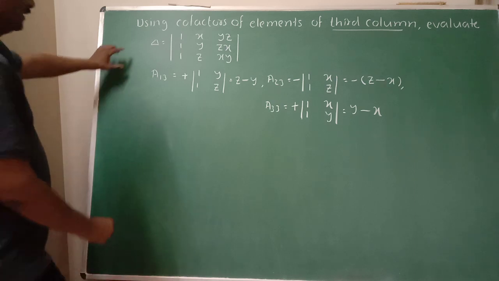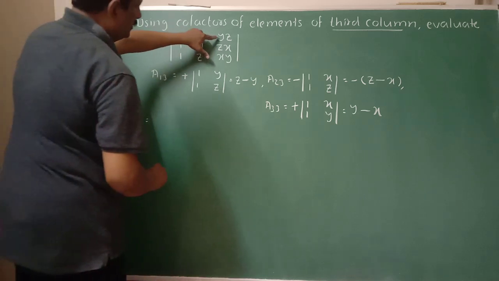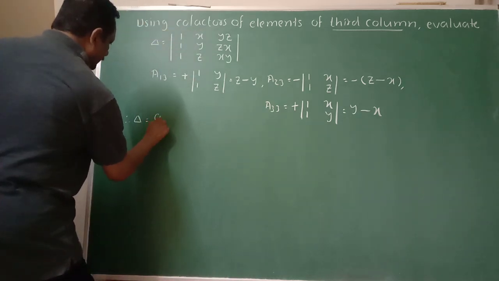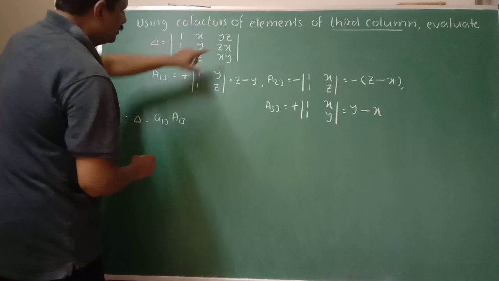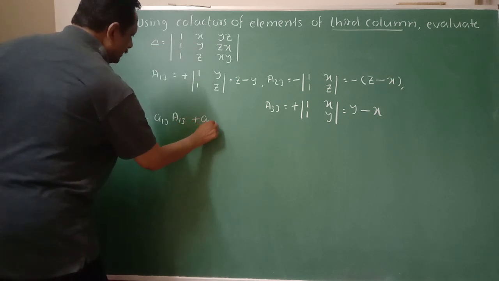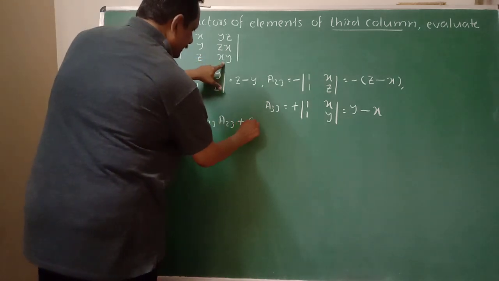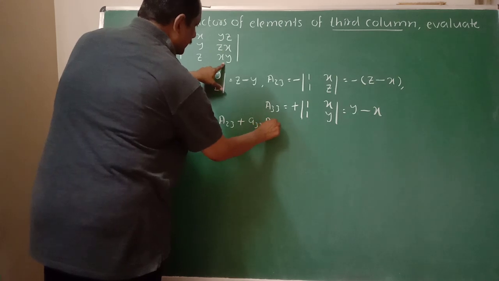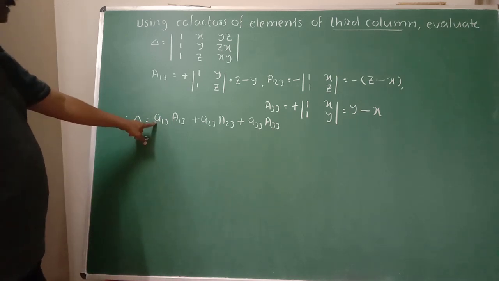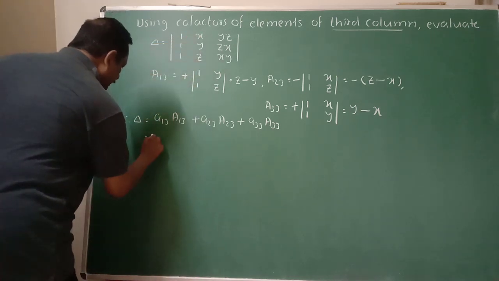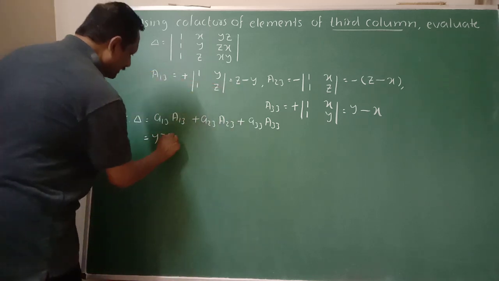Therefore, the value of this determinant delta is equal to a13 into its cofactor A13, then a23 into its cofactor A23, then a33 into its corresponding cofactor A33. Therefore, this is equal to a13, which is yz. So write here yz into A13, which is z minus y. So write here z minus y.